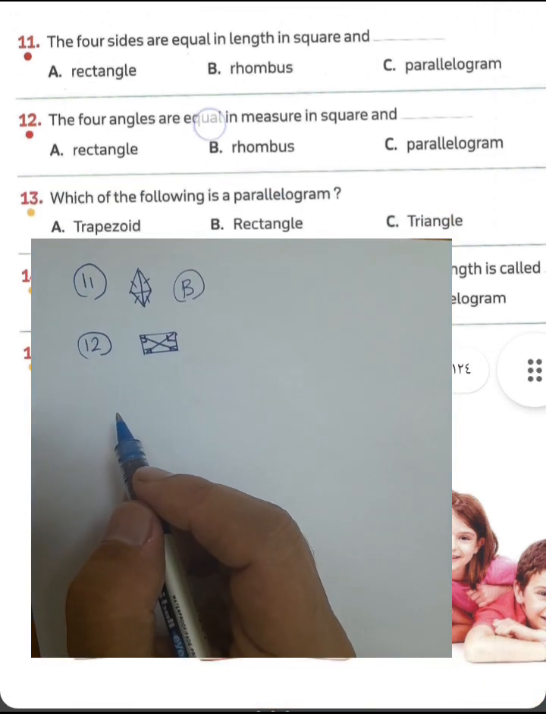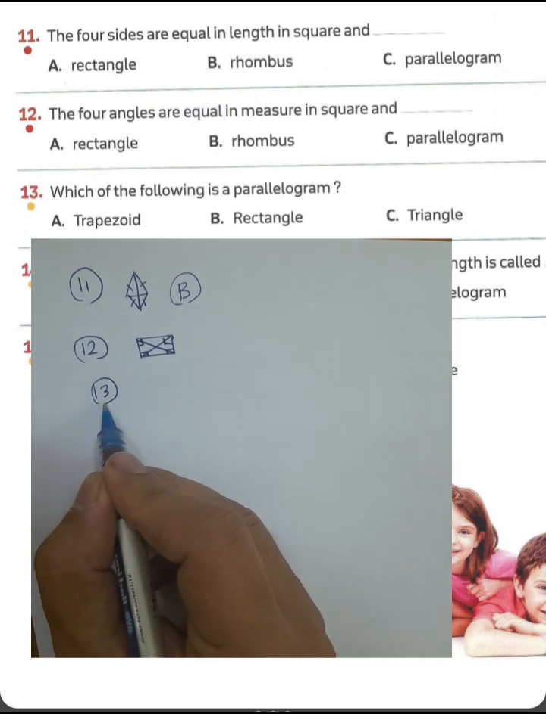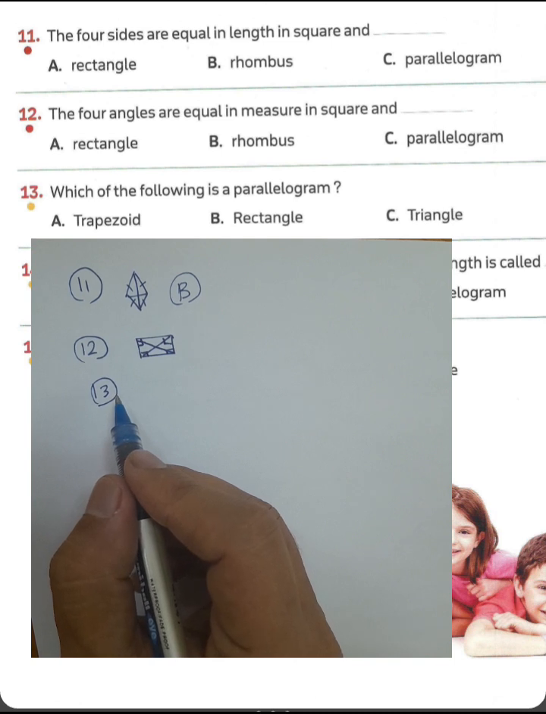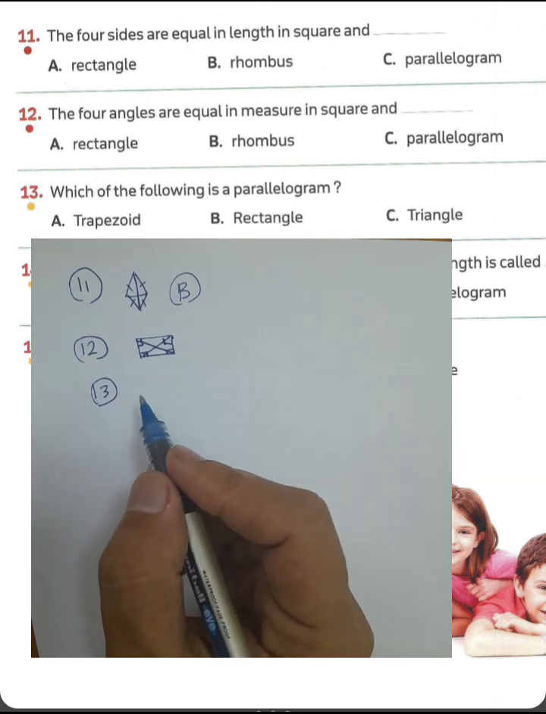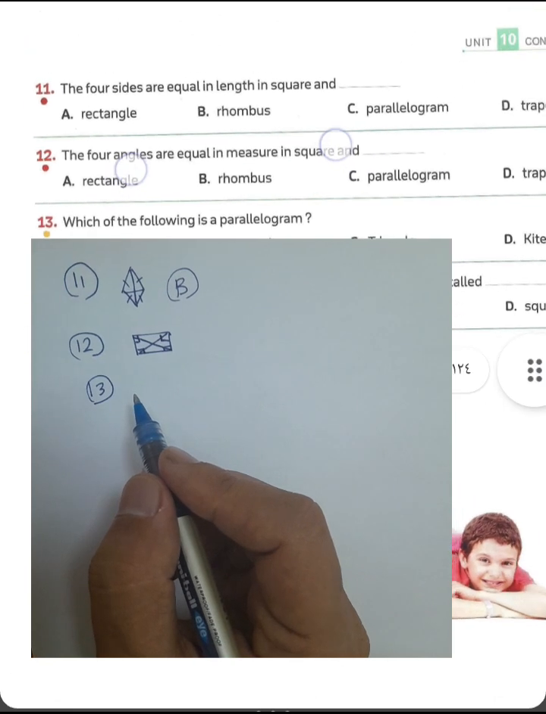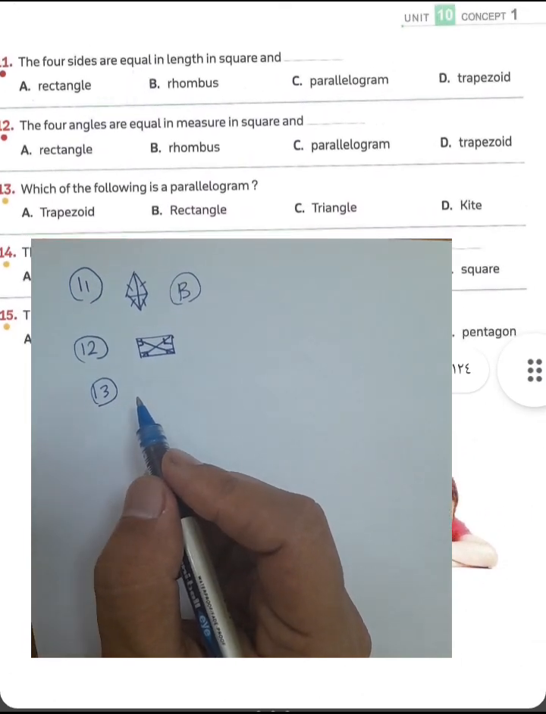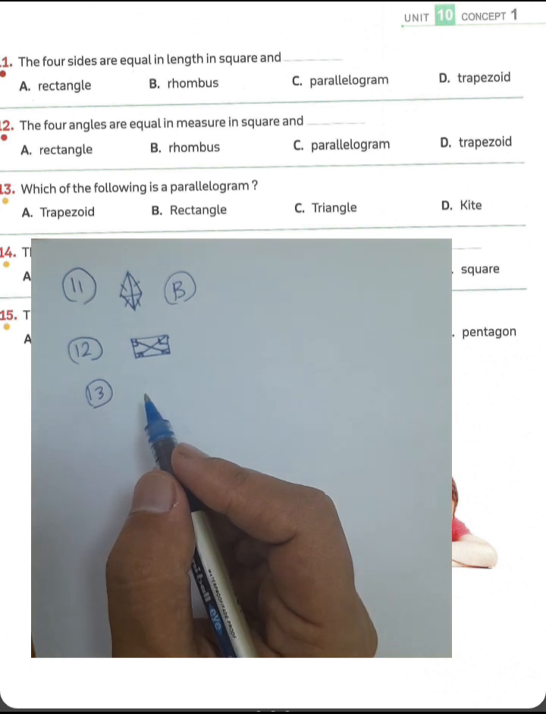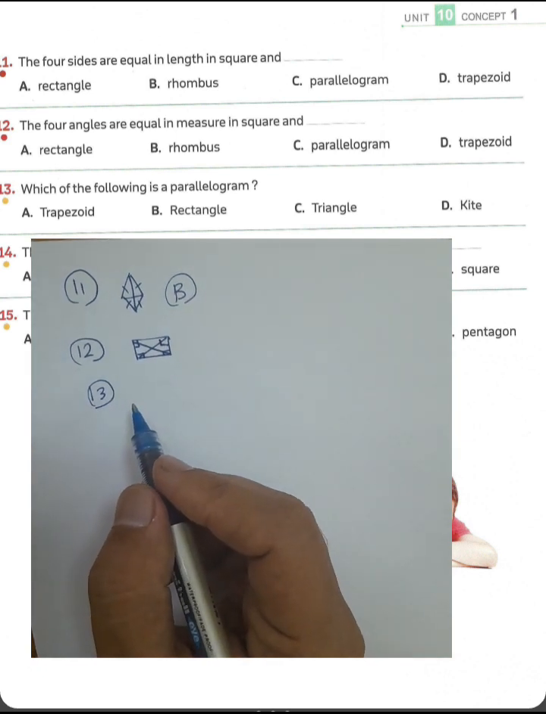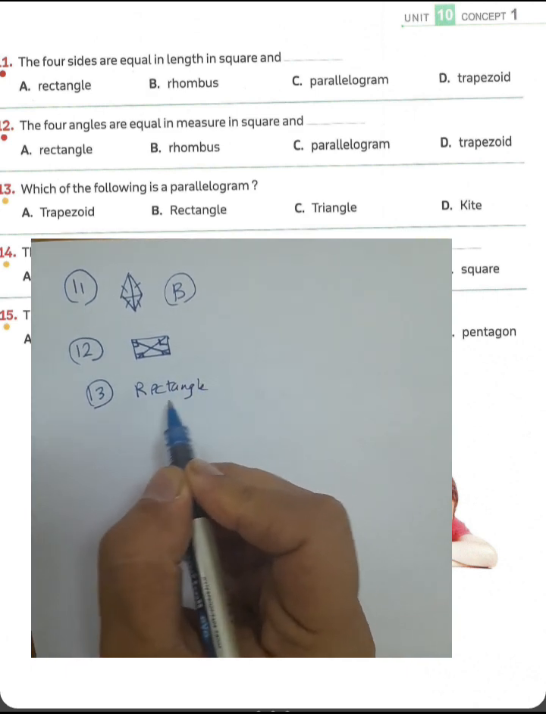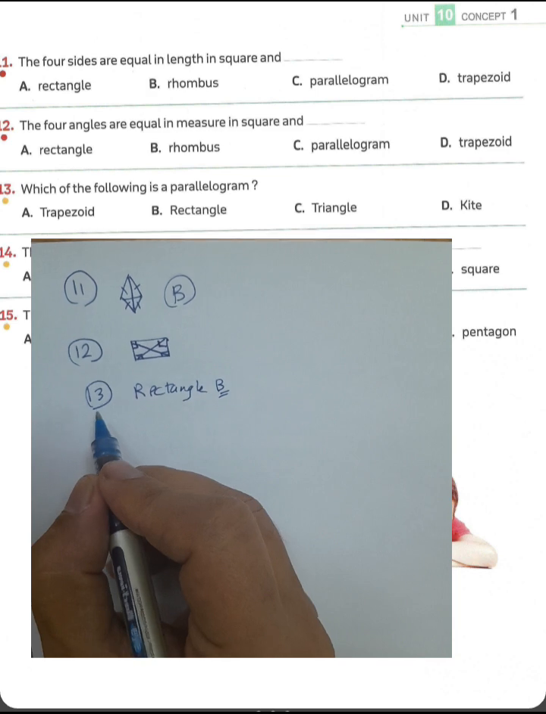Question 13: which of the following is a parallelogram? We know a rectangle is a parallelogram. A rectangle is a parallelogram, but a kite is not a parallelogram. In a parallelogram, the opposite sides are equal in length and parallel. Then you can choose rectangle. Choose letter B for question 13.